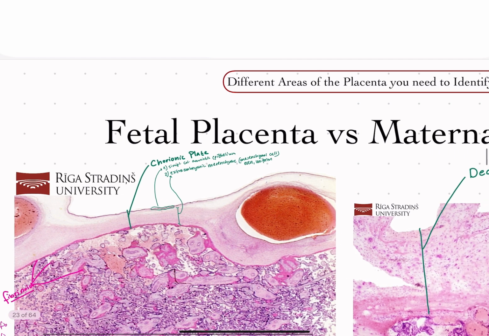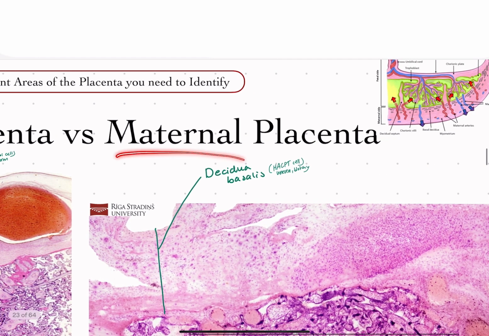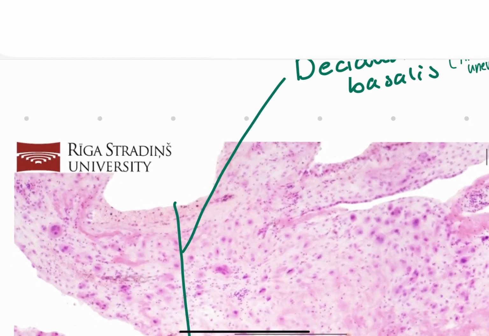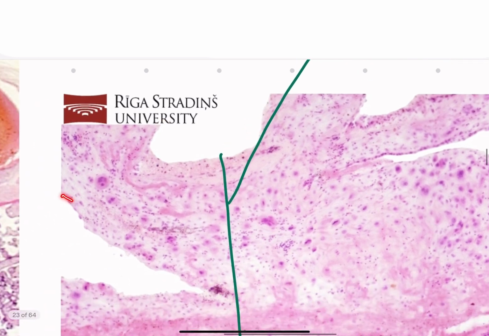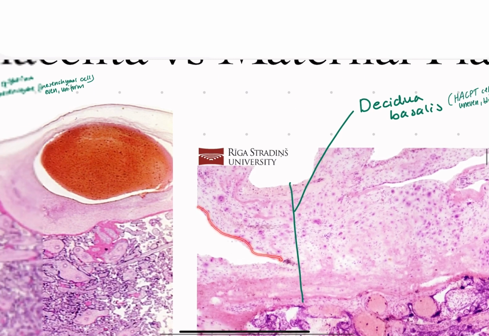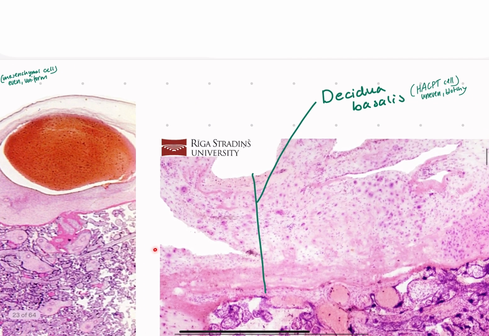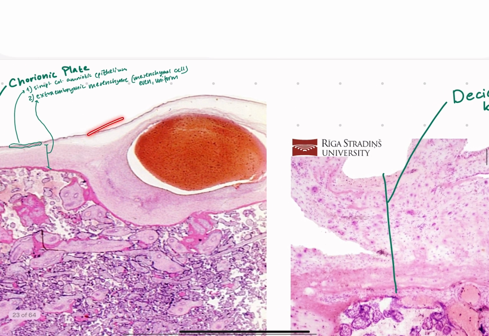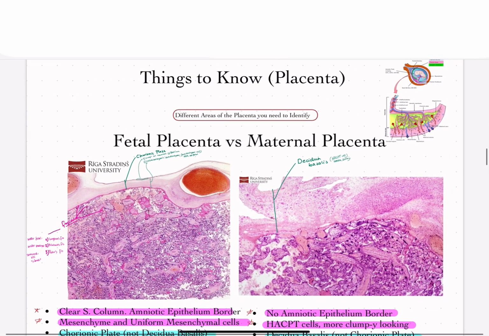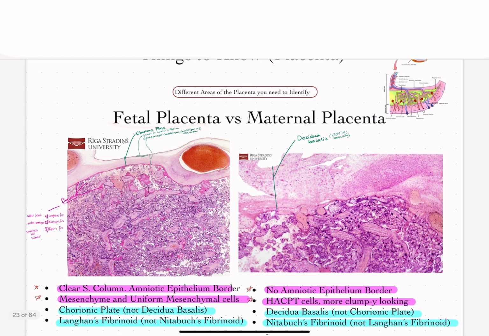If we compare it instead with the maternal placenta, and we look at its border here, you can see that there's nothing that is really distinct here. No cells that really line it as deeply as we see here, correct? So here we will see absolutely no border, and here we will see a border. And that is the main difference between the fetal placenta and the maternal placenta.